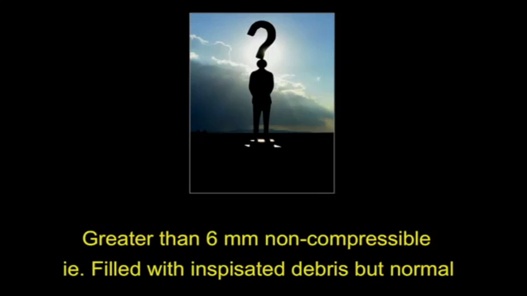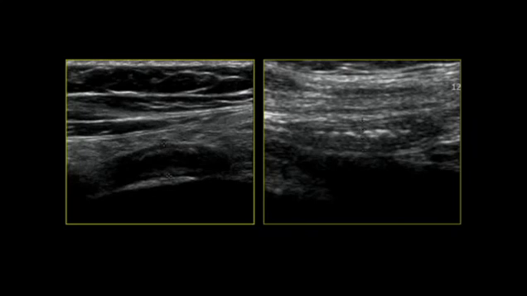Typically, this is an appendix that measures more than 6 millimeters and is non-compressible throughout. However, this is a normal appendix, and that is because it is filled with inspissated debris that is distending the lumen of the appendix and causing it to be non-compressible. And here is such a case.